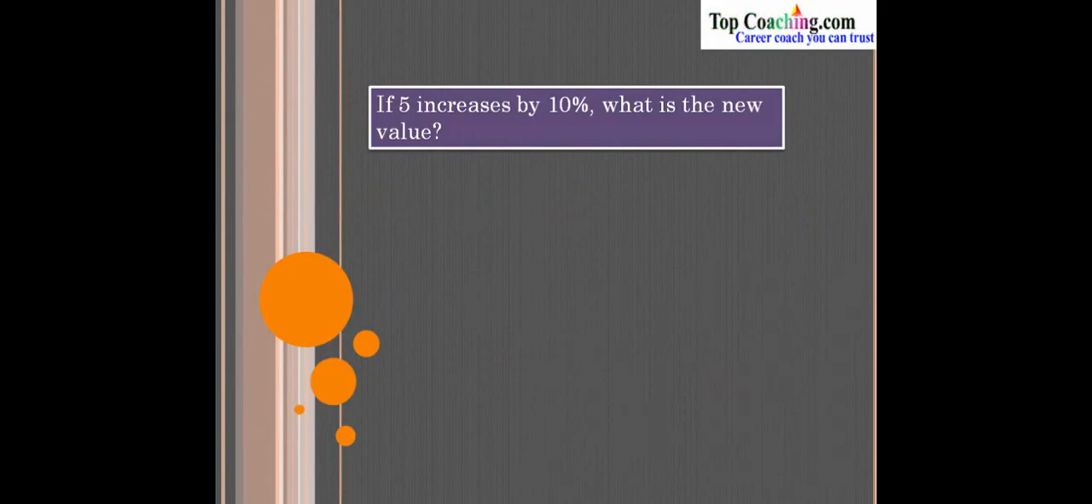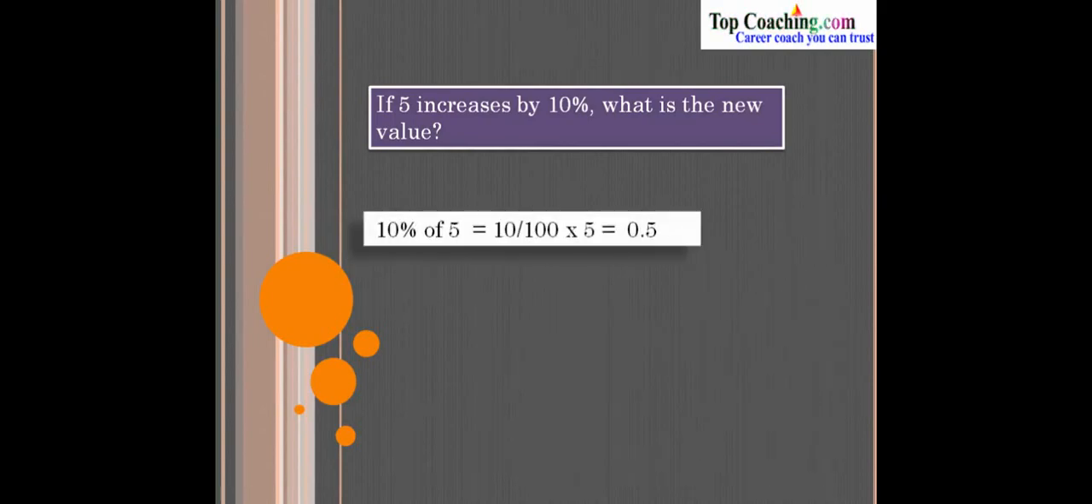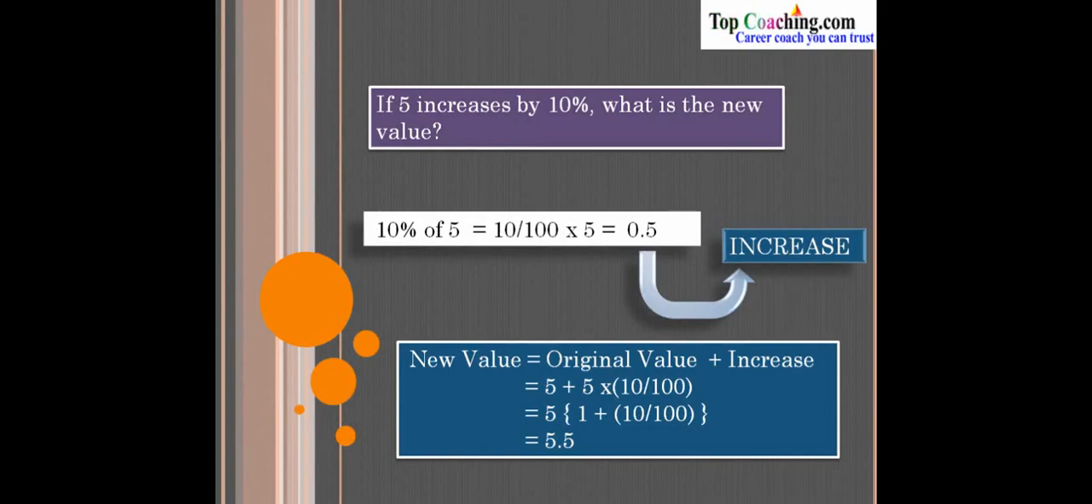If 5 increases by 10%, what is the new value? So we have the number 5 and this value increases by 10%. What is the new value? First of all, we are going to find out 10% of 5. Now 10% of 5 is nothing but 10 divided by 100 into 5, which is equal to 0.5. So now this value 5 is to be increased by 0.5. So we will increase 5 by 0.5 and so the new value would be equal to original value plus the increase. Original value is 5 and the increase would be 5 into 10 by 100, which is equal to 0.5. So the answer would be 5.5.